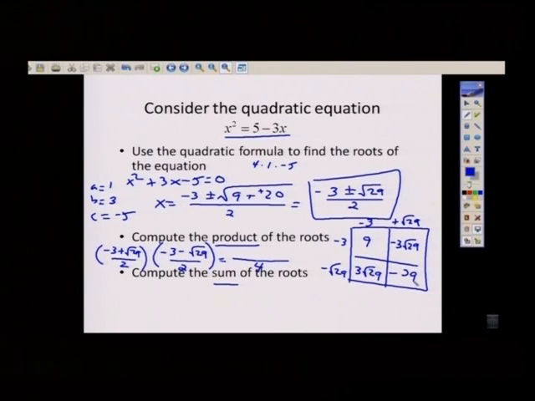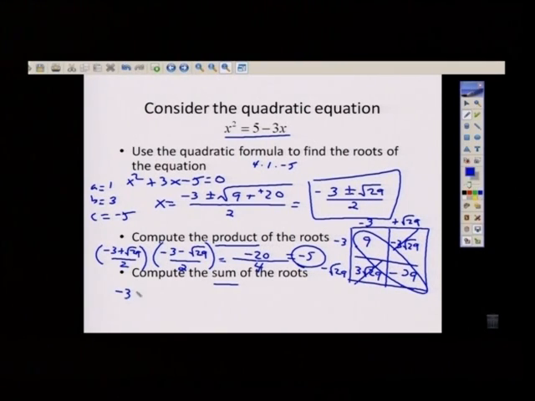And the nice thing about conjugates are the exact same binomials, but one has a plus sign between, one has a minus sign, is that those two will cancel. So if I add those together, that gives me a negative 20. So the product of my two roots happens to be negative 5.